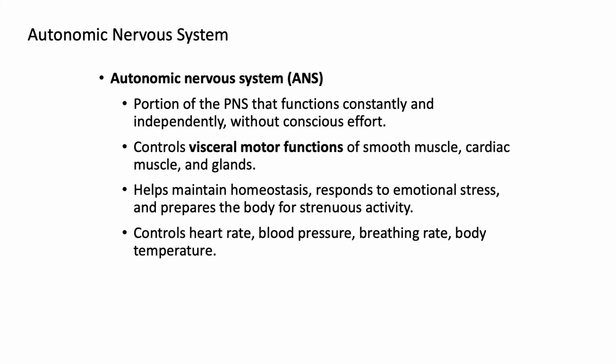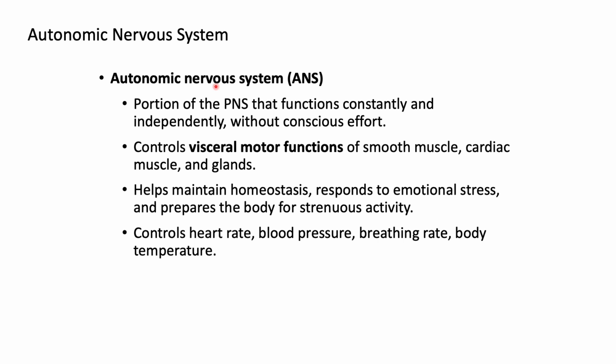Autonomic nervous system is part of peripheral nervous system. If you remember, I said peripheral nervous system includes both sensory division and motor division. So autonomic nervous system is part of the motor division. However, it's a specific part of the motor division that goes to visceral organs or involuntary organs, such as smooth muscle, cardiac muscle, and glands. The overall function of autonomic nervous system is to maintain homeostasis by controlling heart rate, blood pressure, respiratory rate, and body temperature. It also responds to emotional stress.